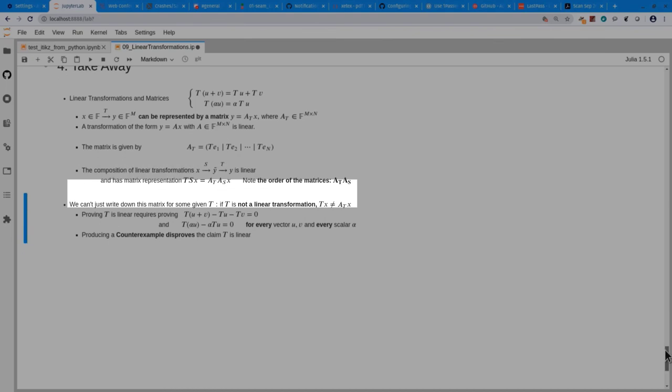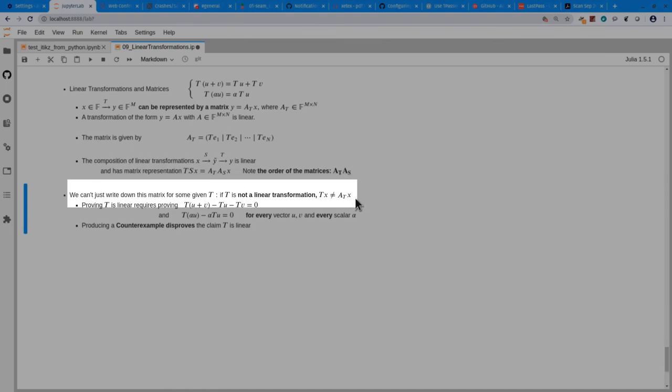Now for a linear transformation, we can write down a matrix that represents that transformation. For nonlinear transformations, we could write down the same matrix. However, it does not give the same results as the transformation applied to x for arbitrary vectors x. So we really need to prove that a transformation is linear in order to establish that the matrix, T applied to each of the columns of I, does indeed represent the transformation in matrix form.